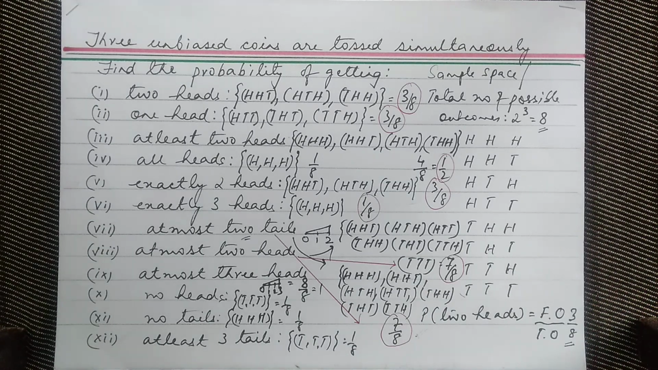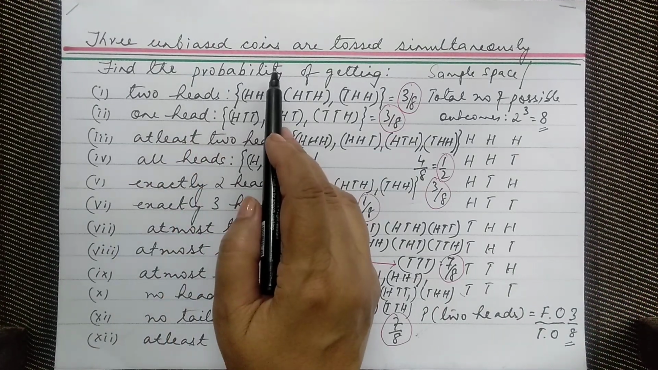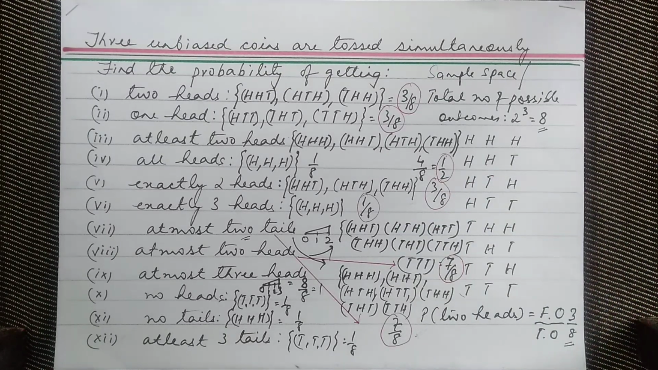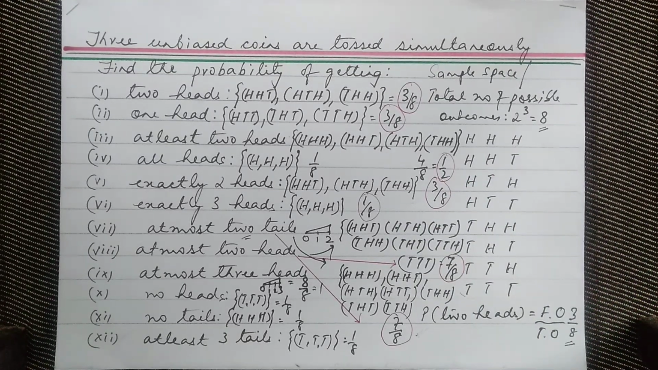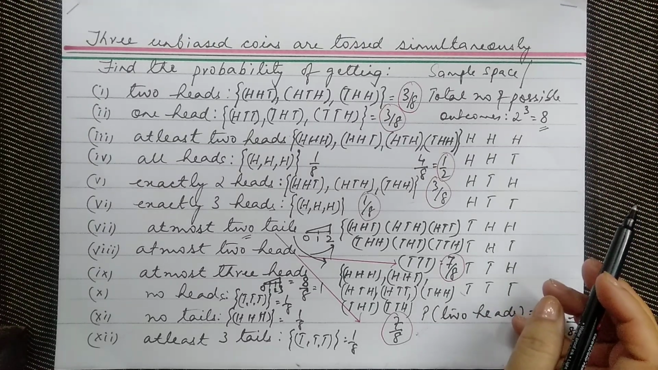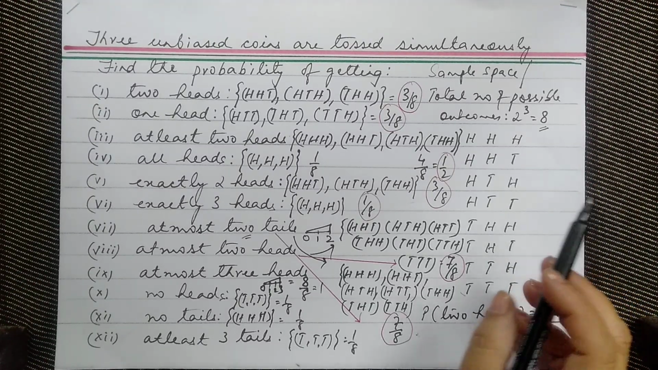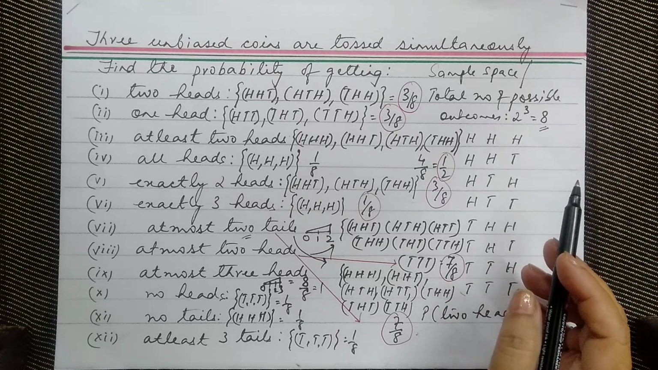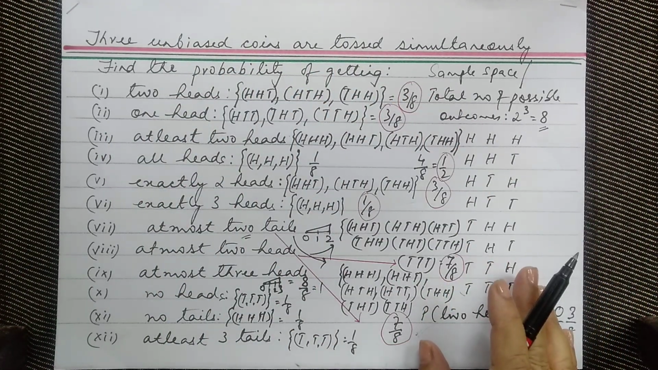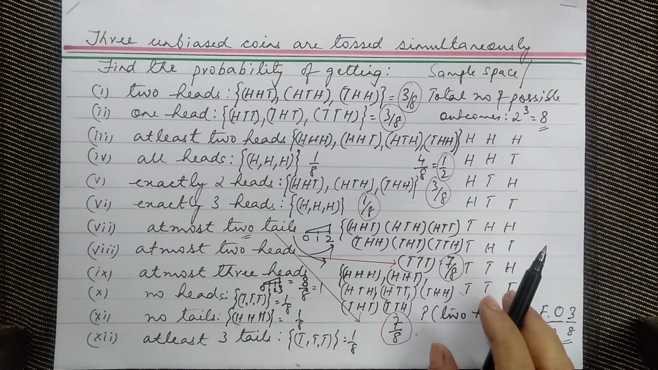Hi guys. Three unbiased coins when tossed simultaneously can create confusion for many regarding the sample space, because it's not very easy to make the sample space whenever coins or dice are thrown simultaneously. So today I'm going to explain how to make a sample space with the help of this video.